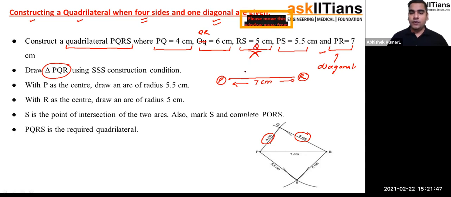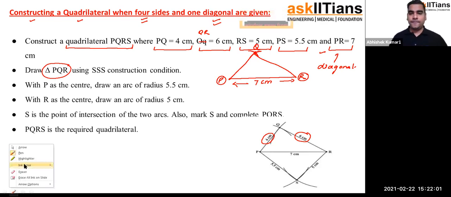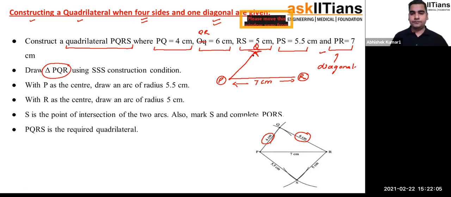Understood? Now you have to join this point P to Q using a scale, and you have to join this Q to R again using a scale. So you will get your triangle PQR at least. Understood? Let me draw that QR again. Right?